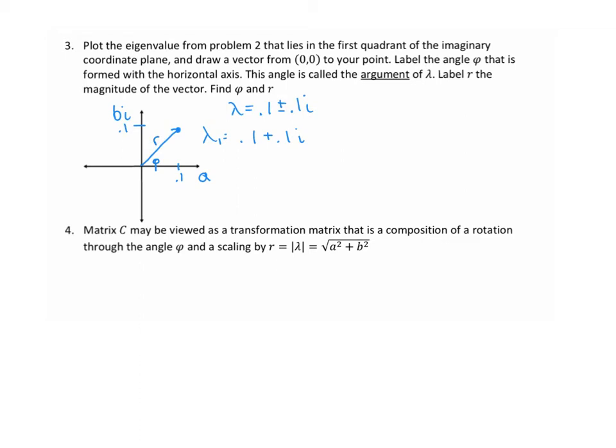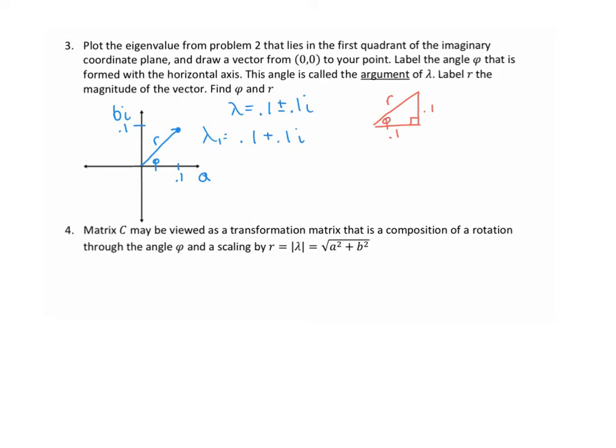So if I want to find those two things, the angle, which is called the argument of lambda, I'm going to look at the triangle that's formed here. We're going to find r, but we don't know what it is yet. So we need to find r, and we need to find phi.